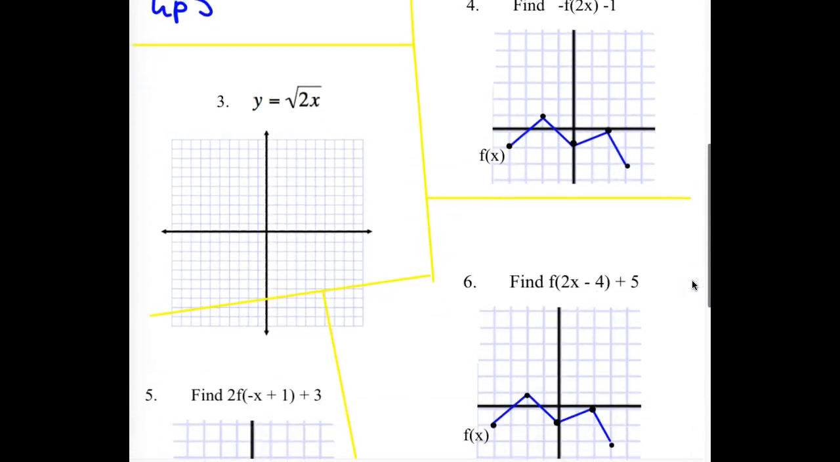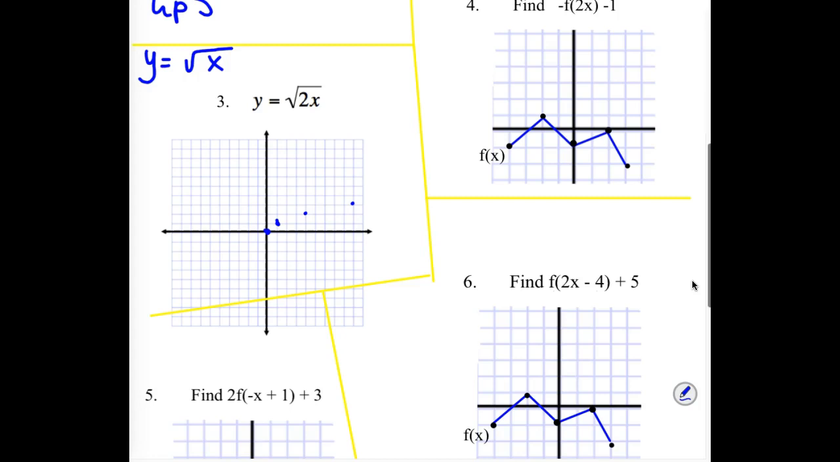All right, next one. What is our parent function? Good, square root of X. All right, let's plot our square root points. 0, 0, 1, 1, 4, 2, 3, or 9, 3. Okay. Now, what are we doing to those? I see a 2 in my function. Is it inside the function? So it is a C value, right? Not an A value. It is a 2, but everything inside moves opposite. So instead of making it get bigger, we're going to make it get smaller.